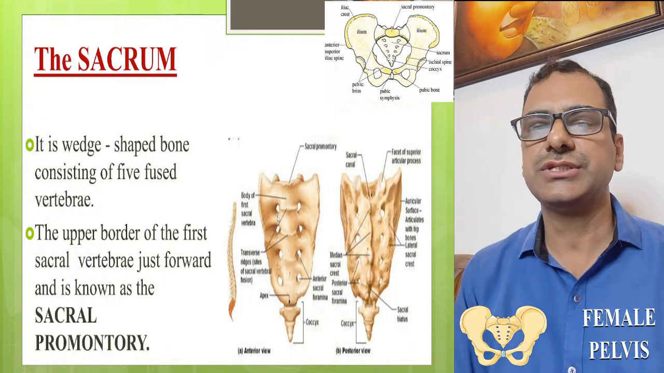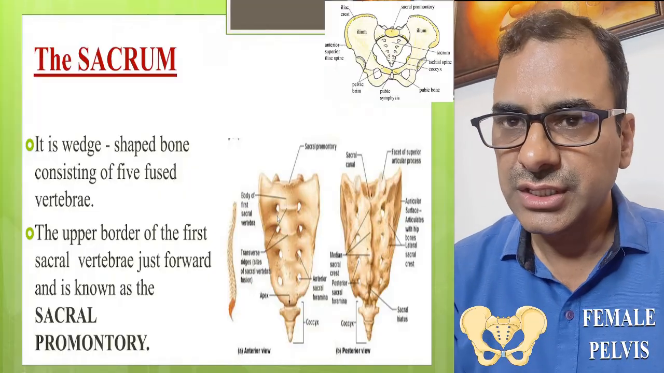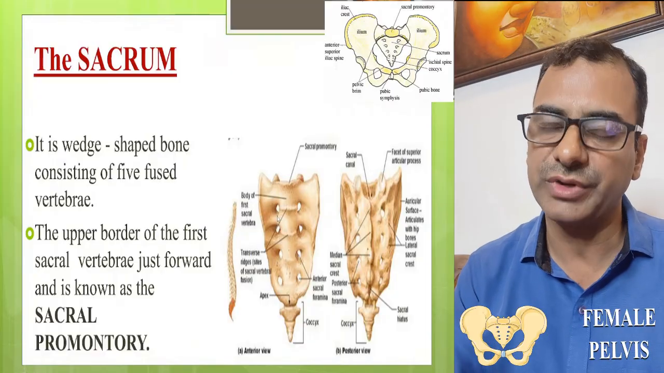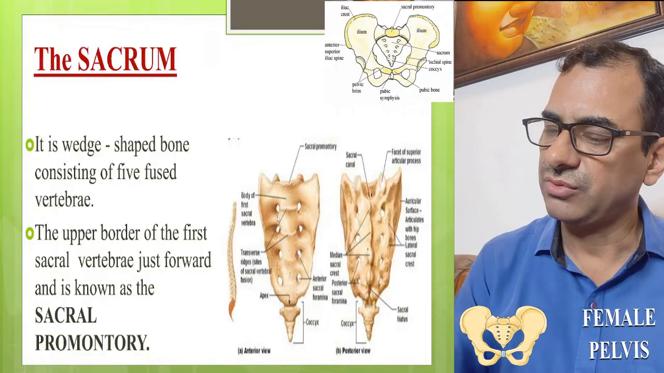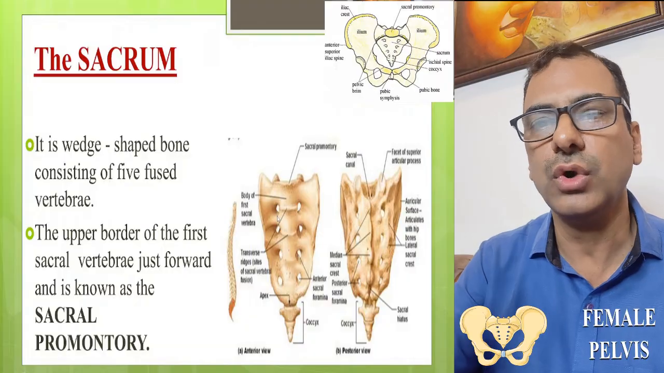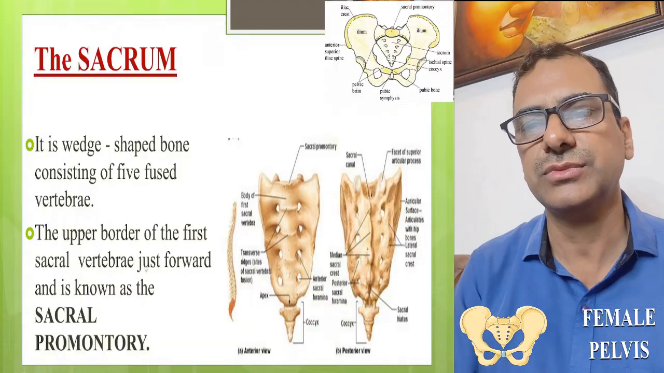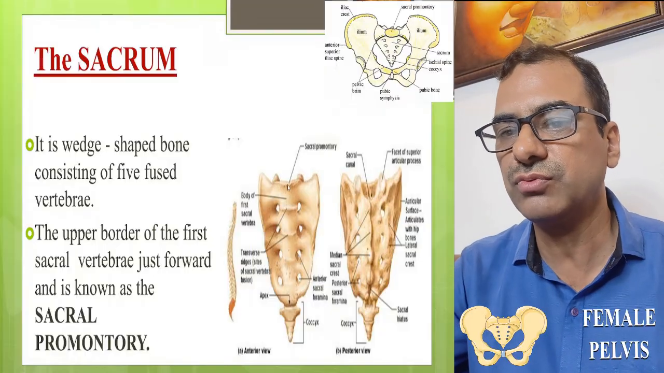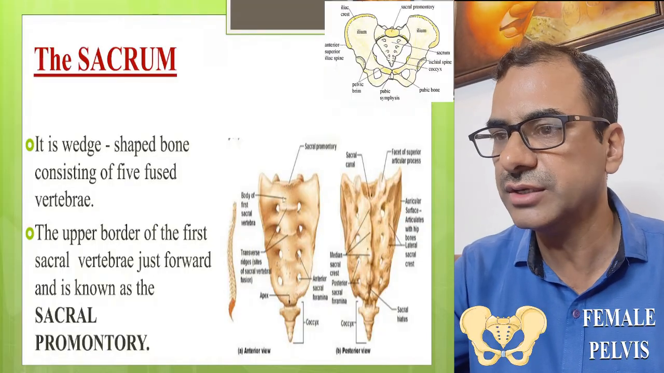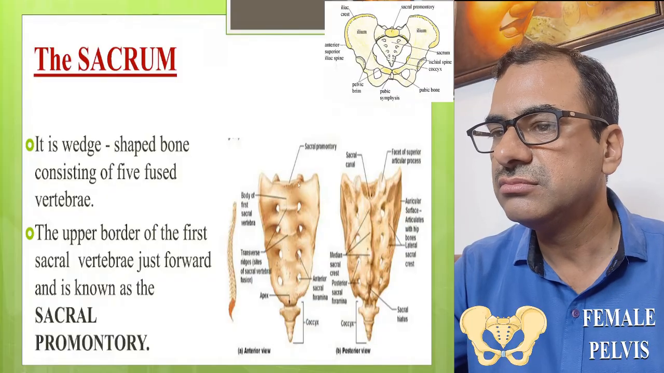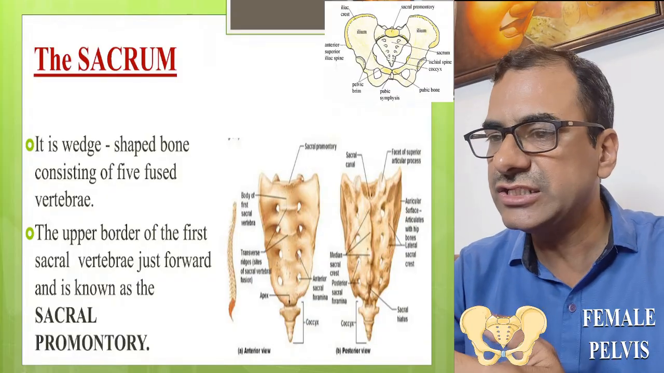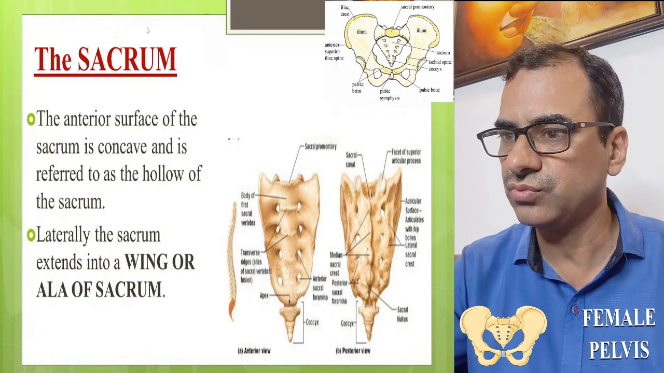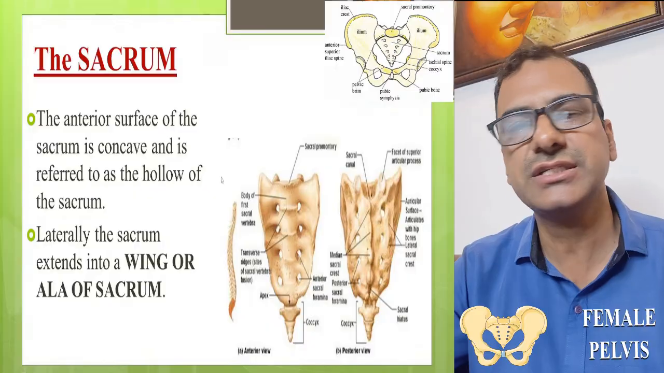Then the next bone is the sacrum. The sacrum is a wedge-shaped bone consisting of five fused vertebrae. The vertebrae below L5 form the sacrum, and they are fused to each other. The upper border of the first sacral vertebra protrudes forward here, and this point is known as the sacral promontory. So from the sacral promontory the sacrum starts.